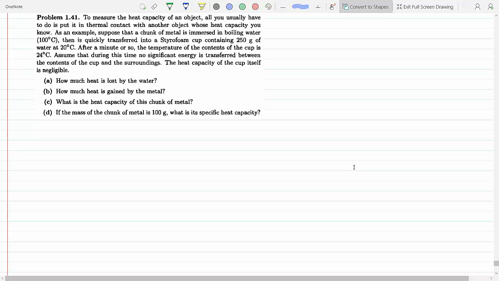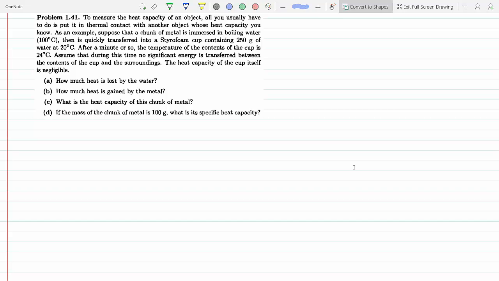To measure the heat capacity of an object, you have to put it in thermal contact with another object whose heat capacity you know. For example, we know the heat capacity of water. It's 1 calorie per gram Celsius, meaning it takes 1 calorie of heat to change the temperature of 1 gram of water by 1 degree Celsius.